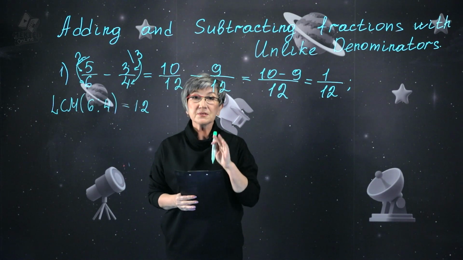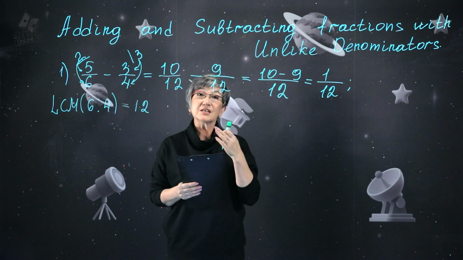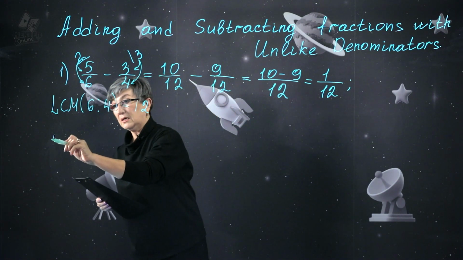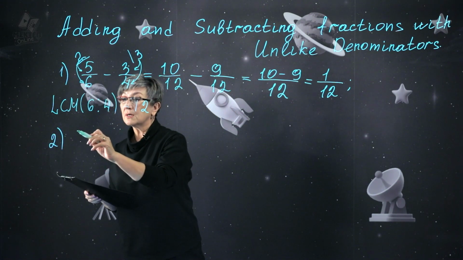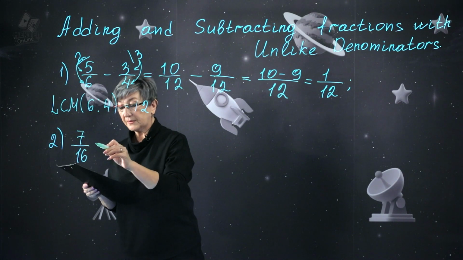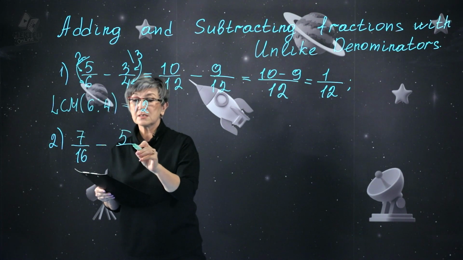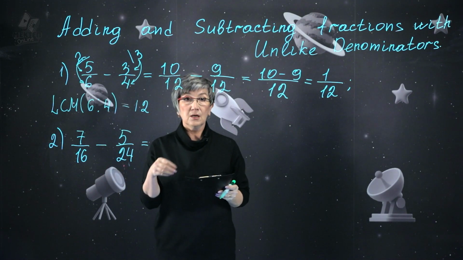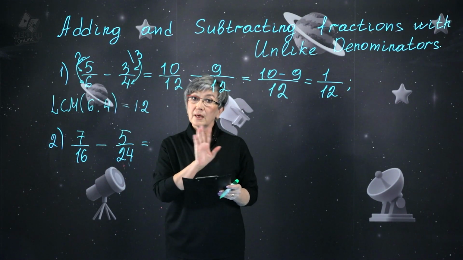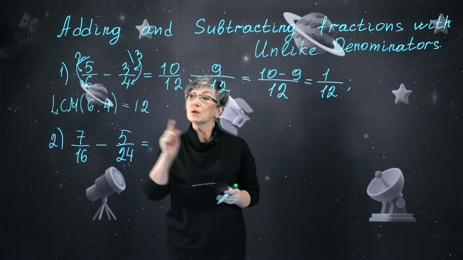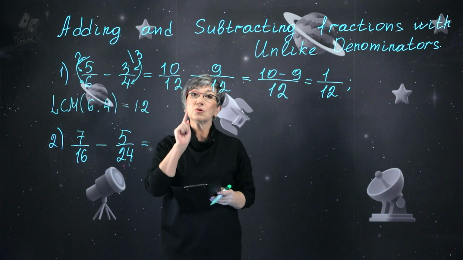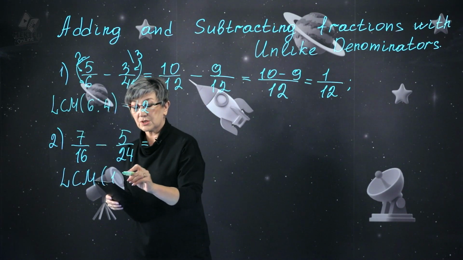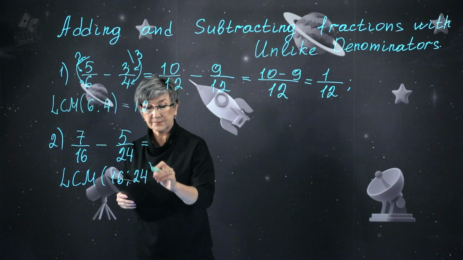Now, let's move on to another example. It's slightly more complex, but don't worry, we can solve it as well. So, here's the second example. Our task is to subtract the fraction 5/24 from 7/16. Although our numbers have grown larger and more intricate, the underlying algorithm remains unchanged. Consequently, I must once again ascertain the least common multiple. Specifically, I am seeking the least common multiple for the numbers 16 and 24.